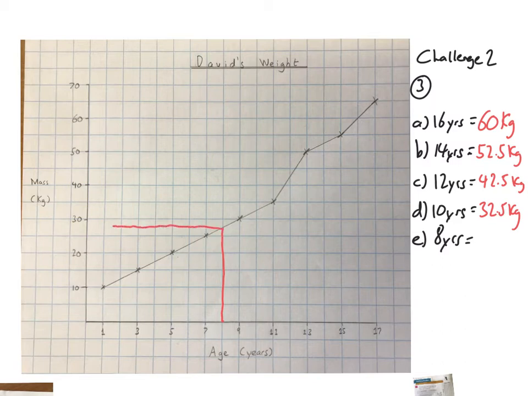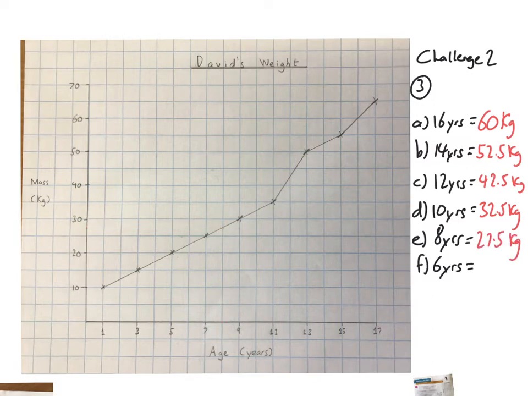Again, it's in between two horizontal lines, so we've got to be really careful there. This time it's in between 25 and 30. Now I know that half of that 5 again is 2.5, so I'm going to add it on to the lower number there, which is 25. So I know that that point is 27.5 kilograms.